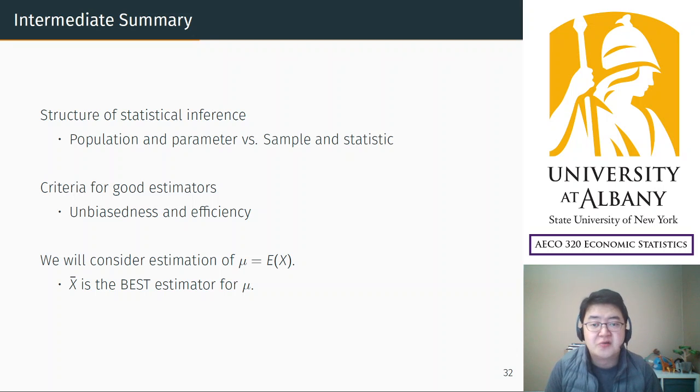And we learned two basic, important criteria for an estimator to be good. They are unbiasedness and efficiency. So unbiasedness is about the mean of the estimator, and efficiency is about the standard deviation of the estimator.